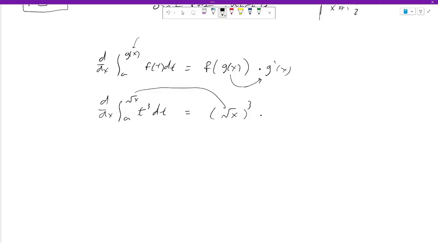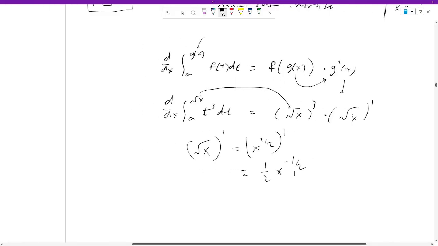But then I have to remember this part. I've got to multiply by g prime. So I have to multiply by whatever the derivative of square root of x is. Which, by the way, square root of x is the same as x to the 1/2, and then we can do power rule. You just have to remember that 1/2 minus 1 is negative 1/2. Okay, so that's kind of what's going on in this example.